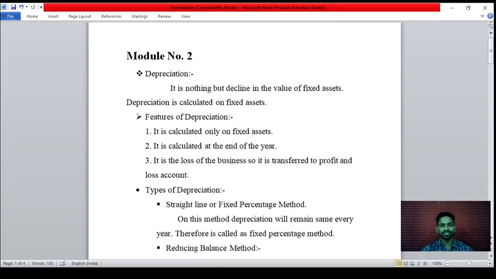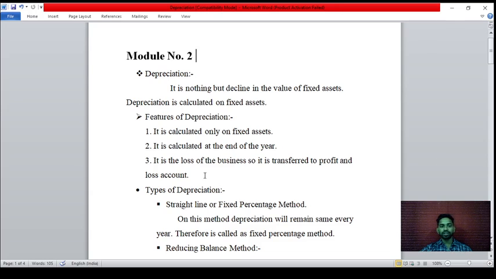Hi dear students, in the last class we had discussed depreciation model number 2. In this model number 2, depreciation is there as well as the theoretical part. First of all, the depreciation: in the last class I had discussed what depreciation is. Depreciation is nothing but the reducing of the value of the fixed assets.